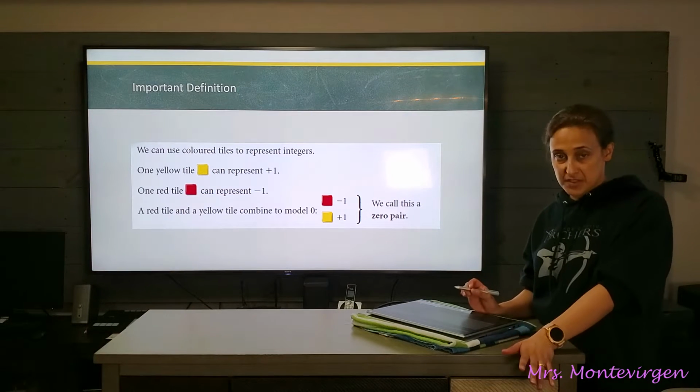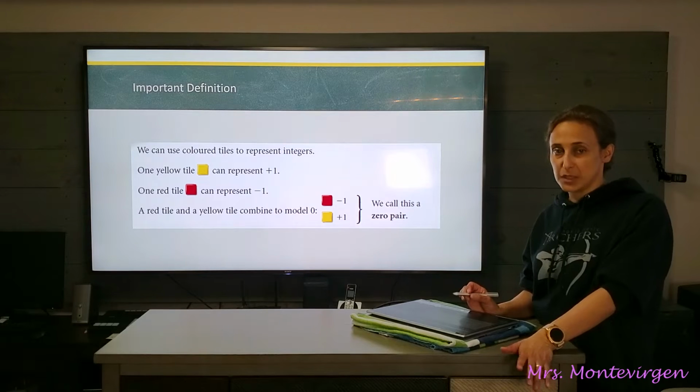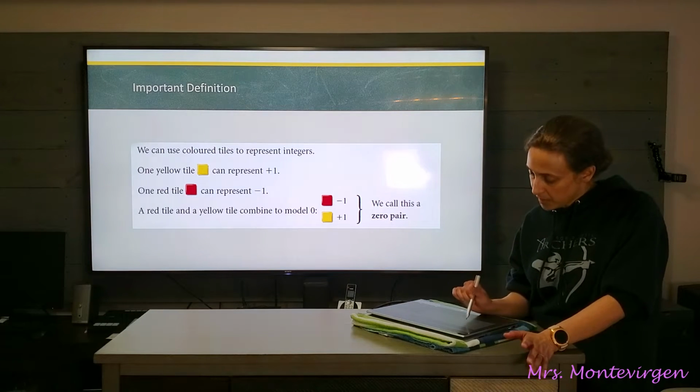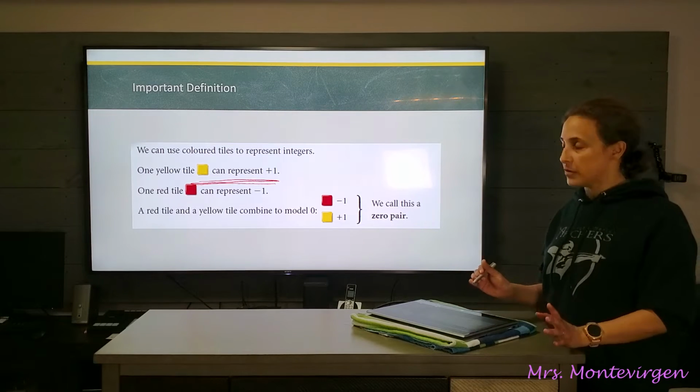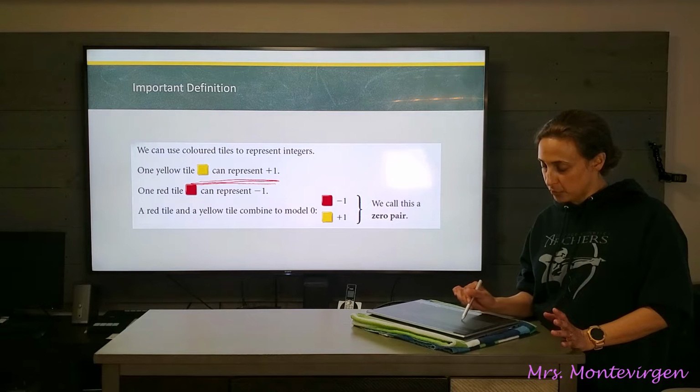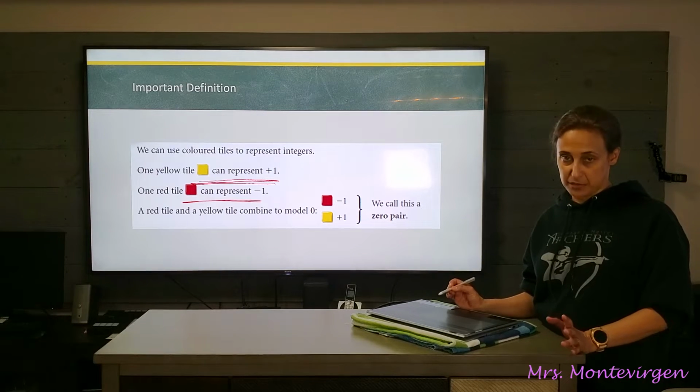Now, for the purpose of this lesson, we're going to use a combination of yellow and red tiles to represent integers. A yellow tile is going to represent a positive 1, and red tiles are going to represent numbers that are negative.